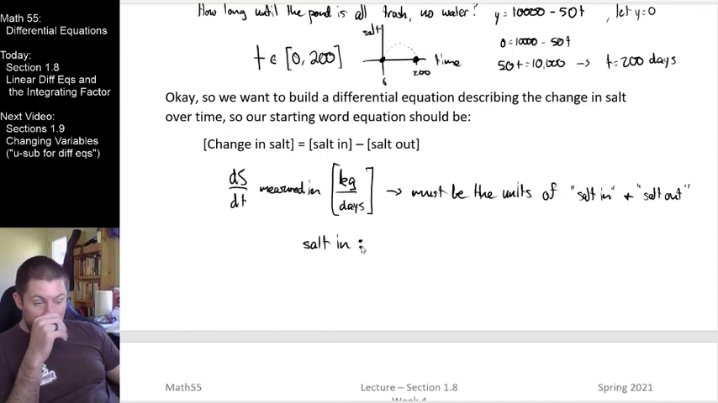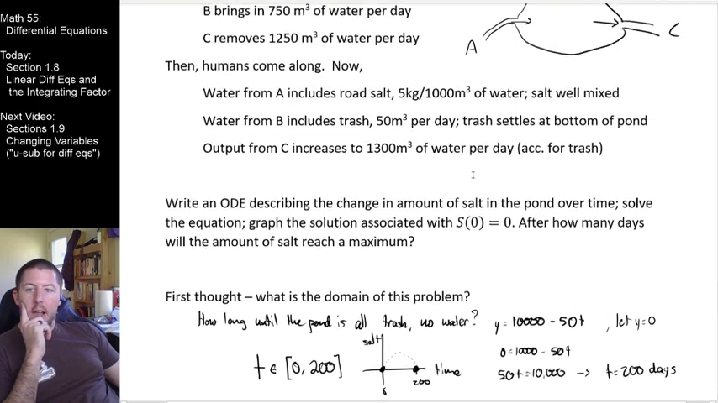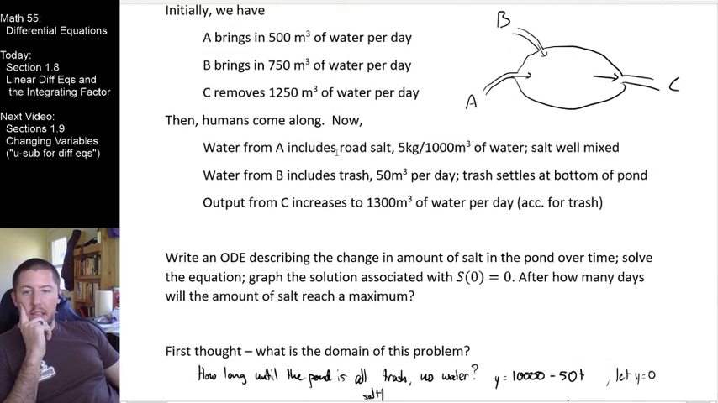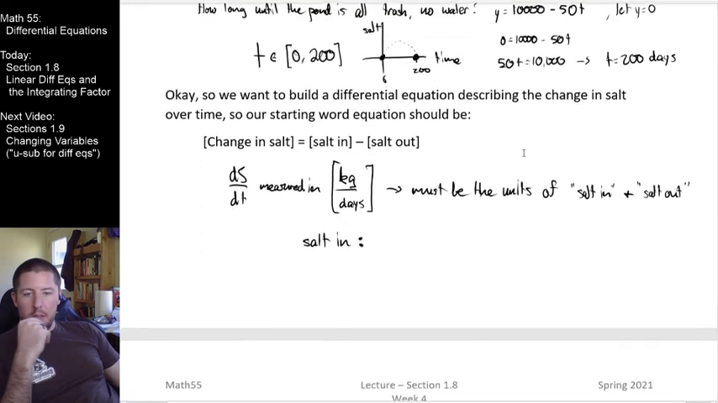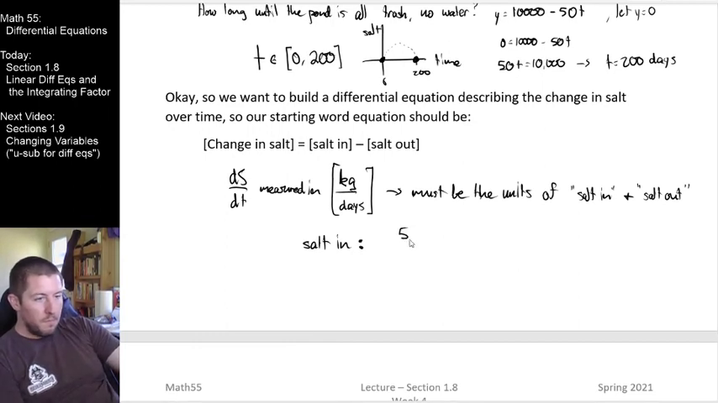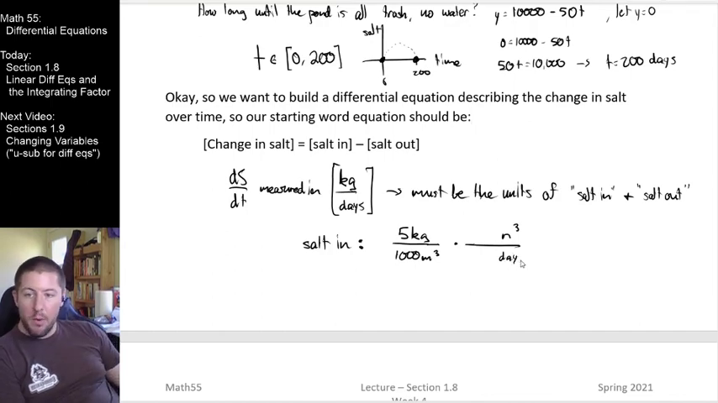So how much salt is coming in each day? All right, back up to our problem up here. I'm seeing that road salt only comes in from inlet A. It looks like we're getting 5 kilograms per 1,000 meters cubed. But what I know is that I have to be measuring this in kilograms per day, right? I currently have kilograms per meter cubed. So what I know I need to do here is multiply by some number of meters cubed per number of days. And I'm wondering, do I have that information?